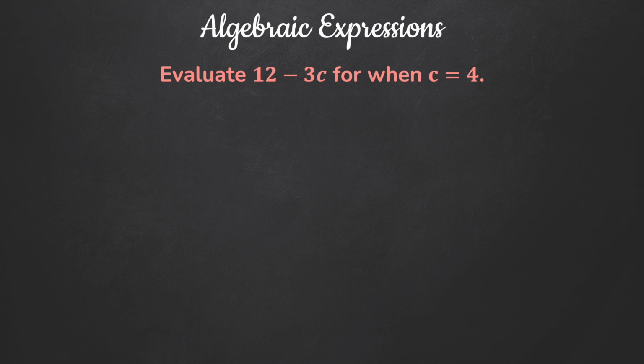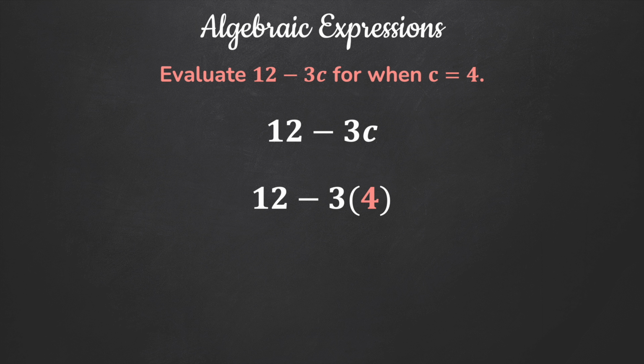Here we have evaluate 12 minus 3c for when c is equal to 4. We're going to rewrite that expression: 12 minus 3 times c. Then we're going to substitute the c for 4 because c is given to us as being equivalent to 4. Now we have 12 minus 3 times 4. According to order of operations, we do have to do multiplication first. So 3 times 4 is 12. And now we can go ahead and subtract. 12 minus 12 is equal to 0.